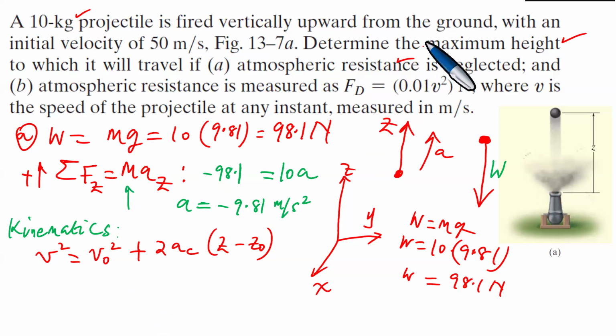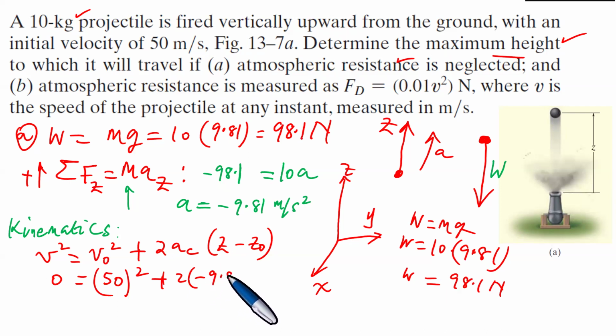Right. Now we are looking at the kinematics part. And now we are taking note of the fact that we're interested in this particular projectile reaching maximum height. When it reaches maximum height, it means that the final velocity becomes zero. And the initial velocity becomes the velocity which was projected, which is plus 50 meters per second. And then we have here two times the acceleration. The acceleration obviously is negative 9.81 meters per second squared.